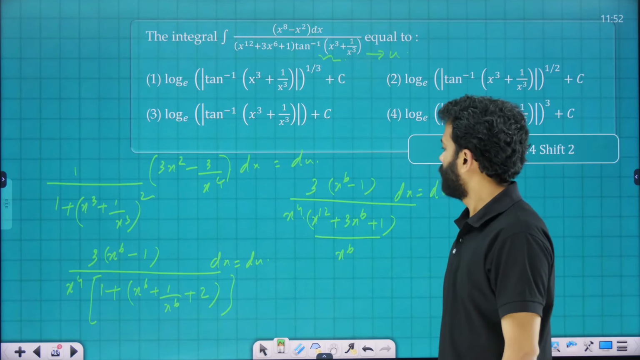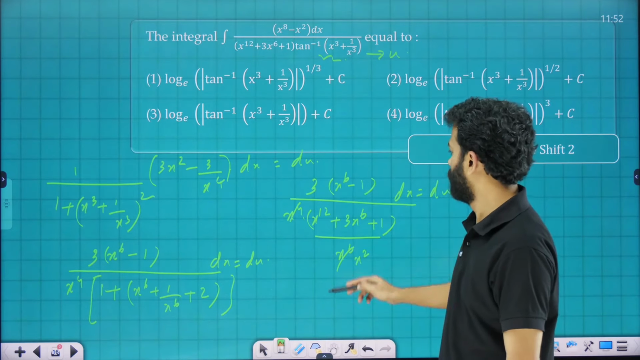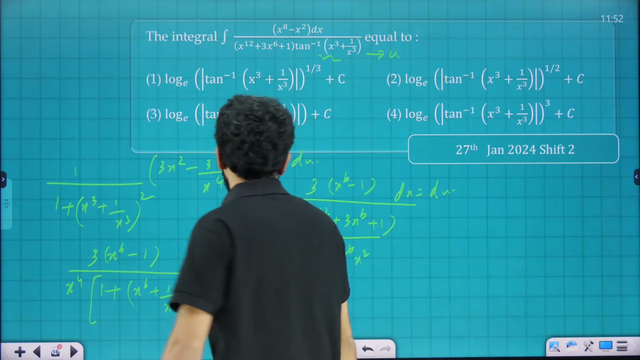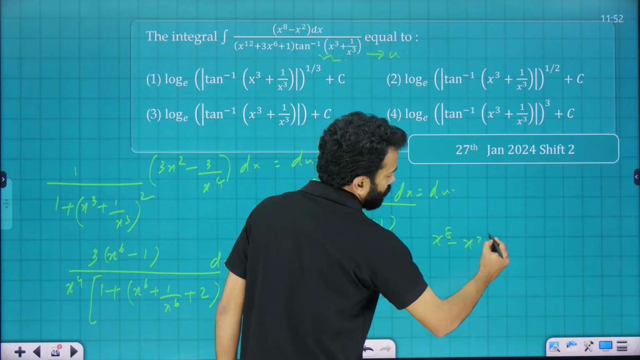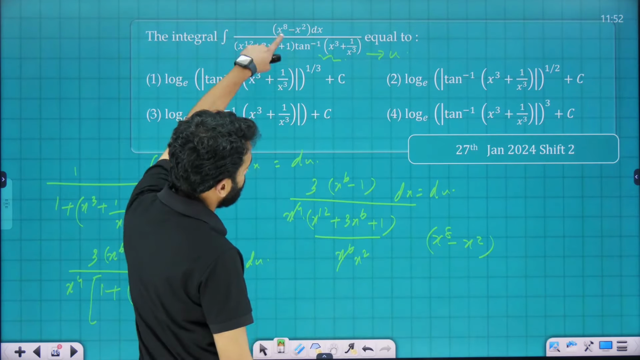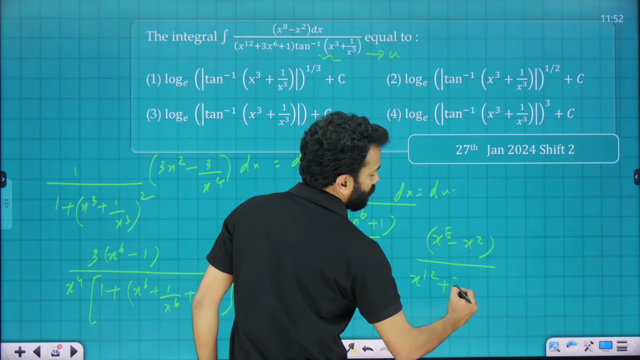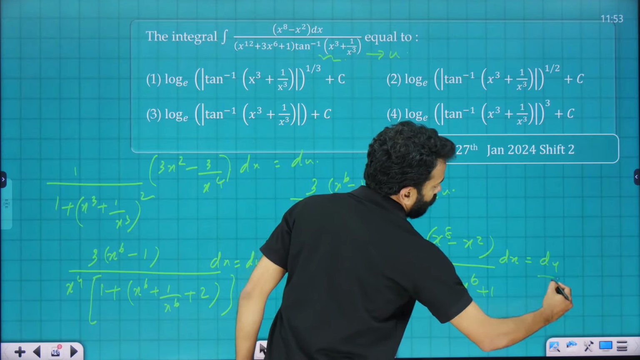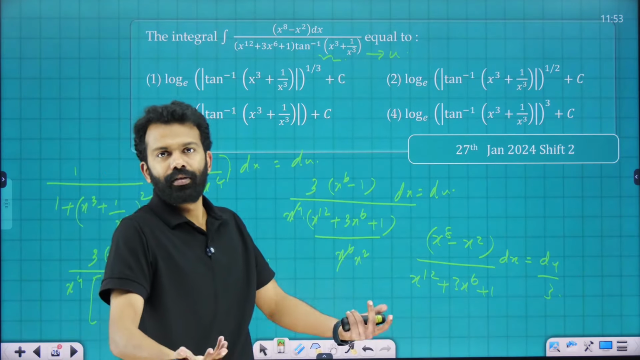Cancel this and this. There will be x square here which can be multiplied here. I am taking this 3 to the right hand side. The problem is done. Therefore, (x raised to 8 minus x square) divided by (x raised to 12 plus 3x raised to 6 plus 1) into dx is equal to du by 3. So it's done.